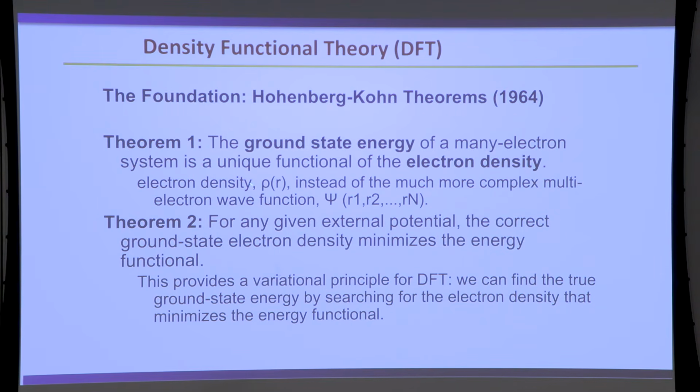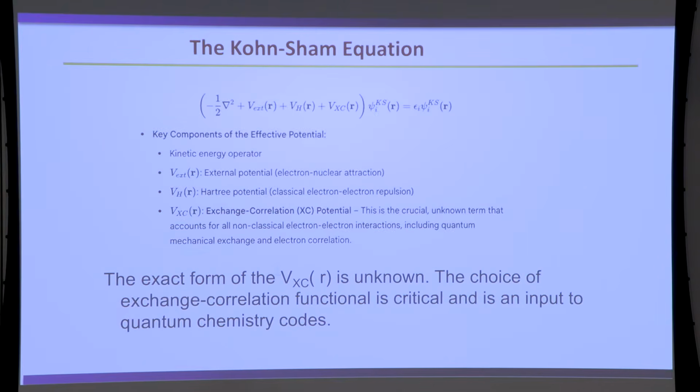So this density is much easier to handle if you look at the Schrödinger equation than the wave function. The second part is that for a given potential, the ground state density minimizes the energy of the functional. And so we can find the true ground state by searching all the electron densities of the system. So this is important for this calculation. And I'll give you a quick highlight of this equation.